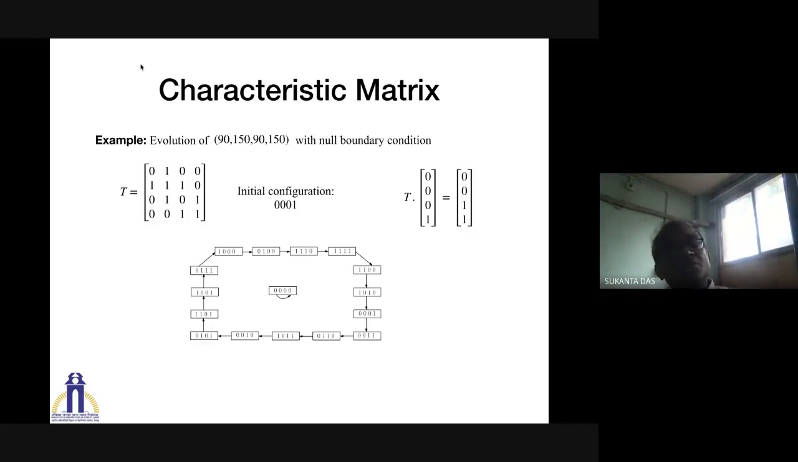Recall that we have seen this in this diagram. If you can recall, we have taken this C as an example, and we have observed this transition diagram. So the same you can get using T also, right? The same you can get using this T also.